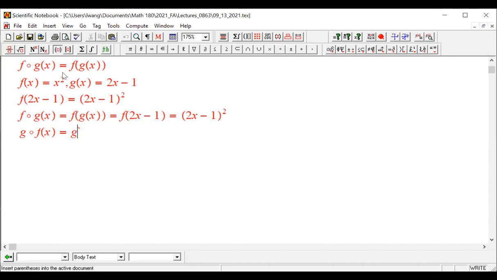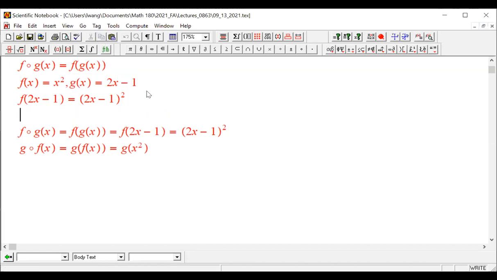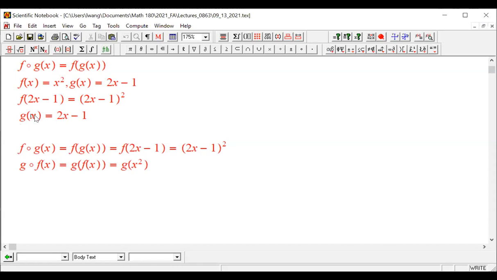Okay, now f of x. We have that f of x is x squared, right? So now we get g of x squared. This is a g of x, right? That's the rule. When we have x squared in the place of x, we say x is just a placeholder.